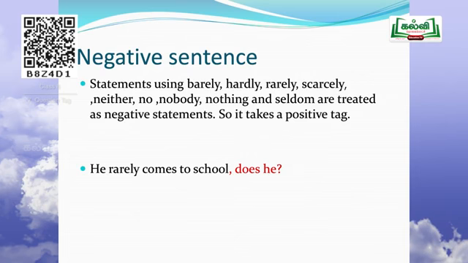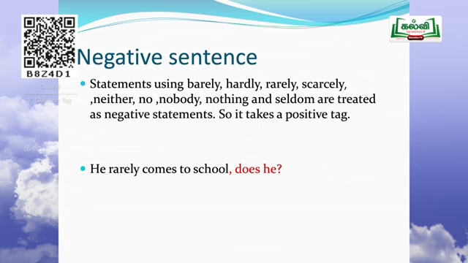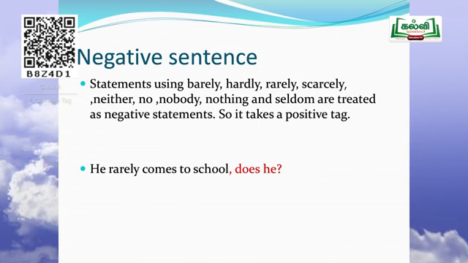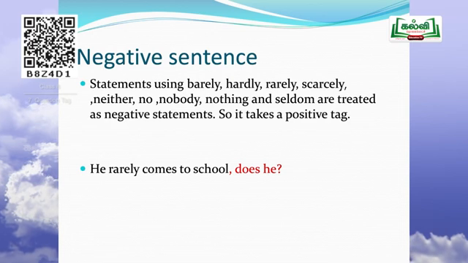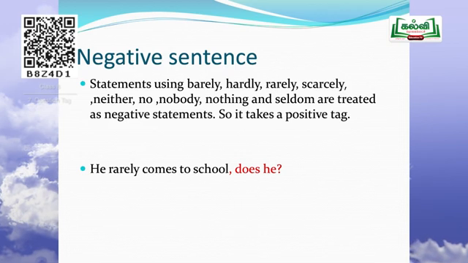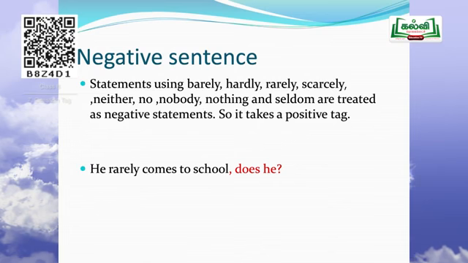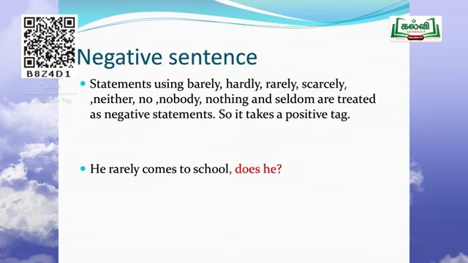Again, find out the verb. What is the verb here? Comes. We split it into two parts: does plus come. Take that does. We already discussed that we need not add not to the verb because it is already a negative statement. Okay, now we have does. What is the subject pronoun here? He. So: does he. That is the question tag for the negative sentence. He rarely comes to school, does he?